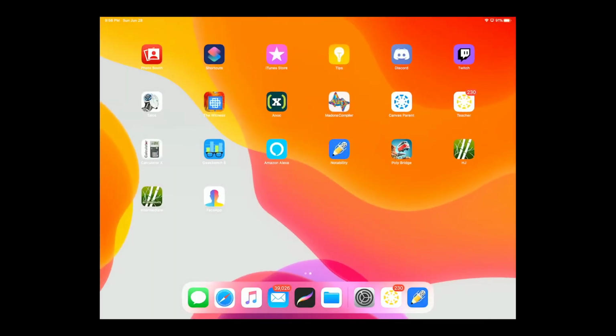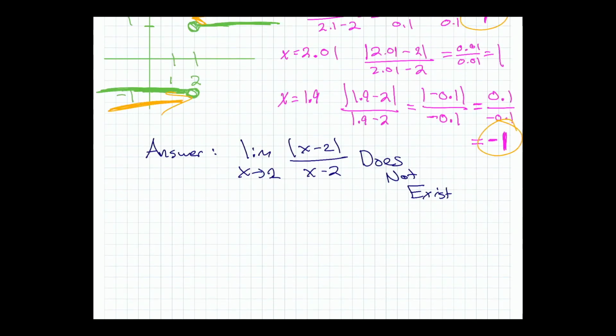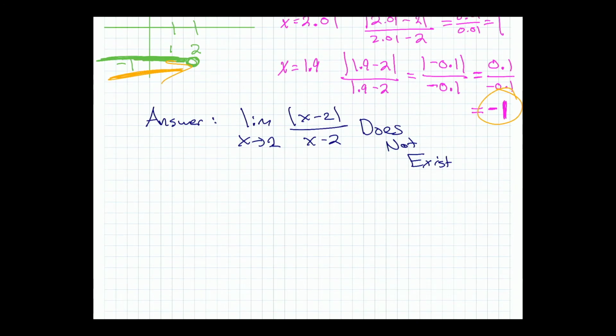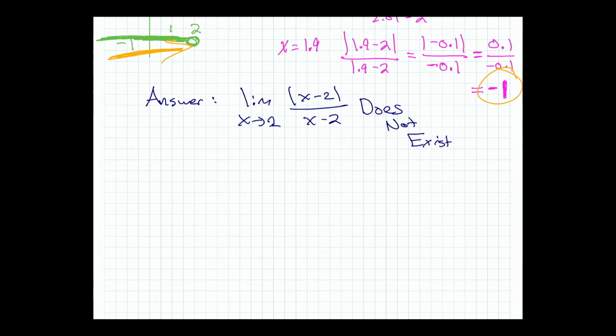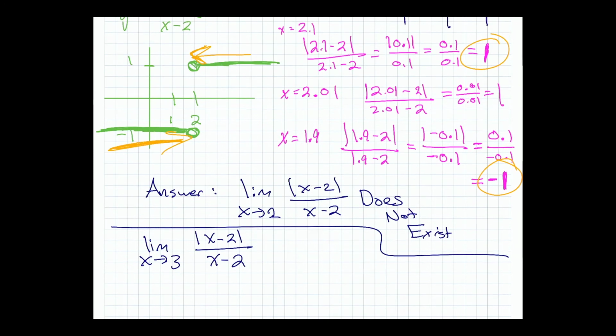Okay? Now, as soon as you can do that, they're going to try to trick you. If I have another problem like this, let's say I have almost the same problem. Let's say I want the limit as x goes to 3 of the absolute value of x minus 2 over x minus 2. Well, this time it's a completely different question. The answer here is actually going to be 1. Why? Well, x goes to 3, right? Where's x equals 3 on this graph?